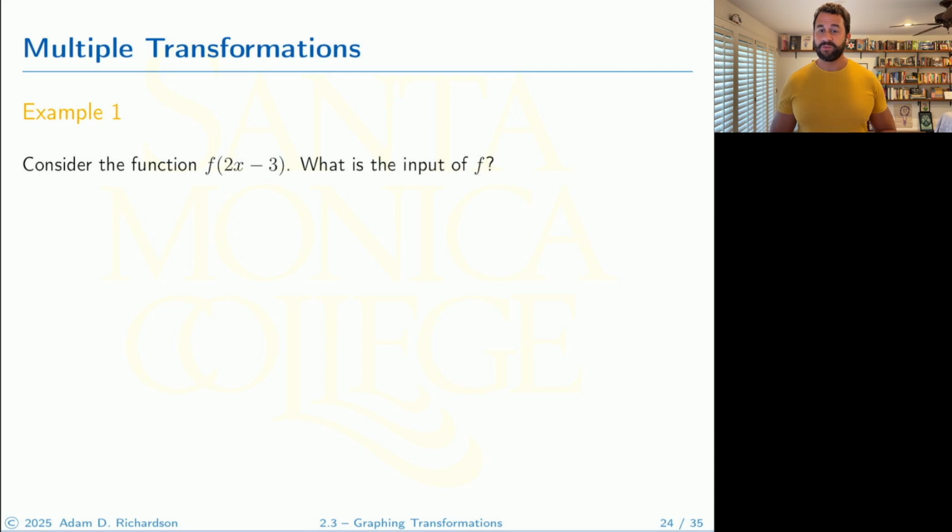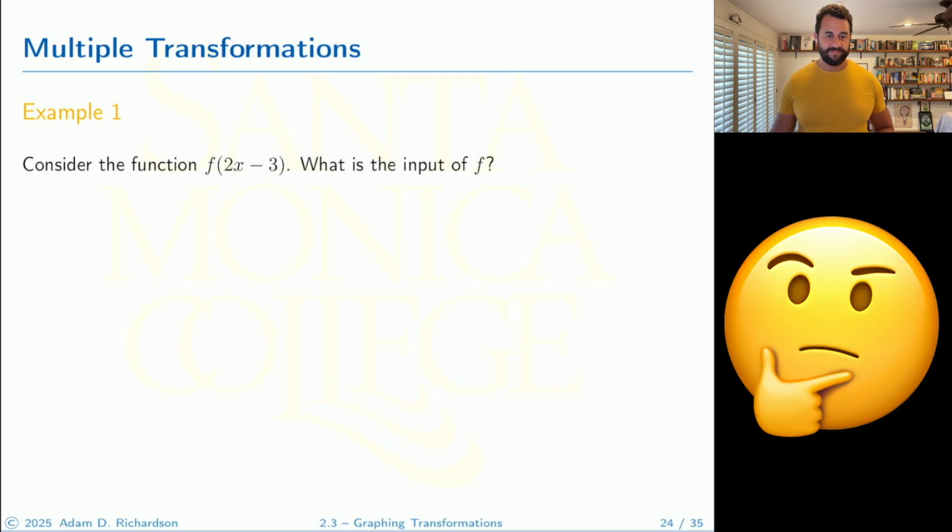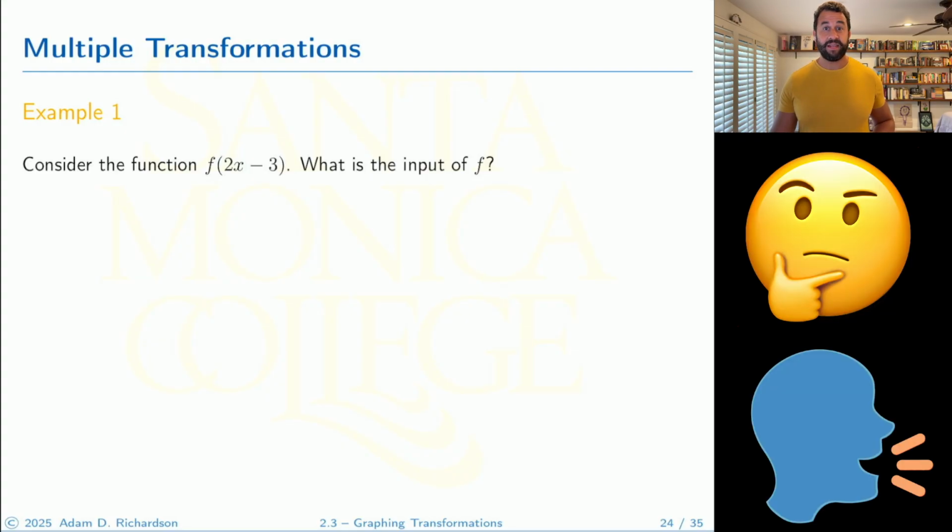Okay. So here's one that I want you to think about. Remember what I just said a second ago, all right? My question to you is, consider this function right here, f of 2x minus 3. What is the input of f? Okay, now say something out loud. What do you think the input is? You can say it to your dog, to your cat, to your computer, to your friend if you're watching it with them. What's the input?